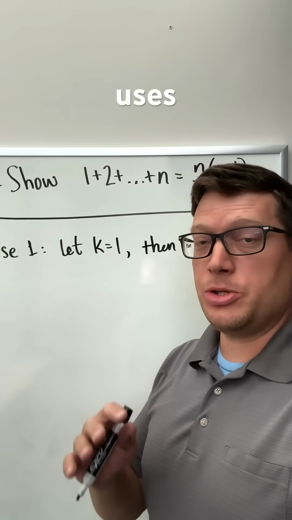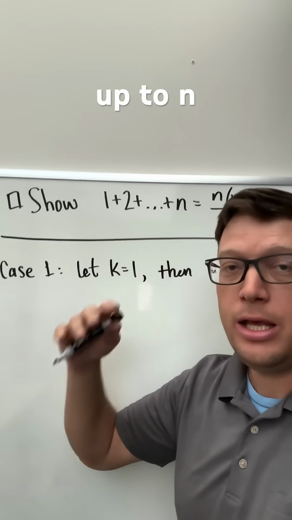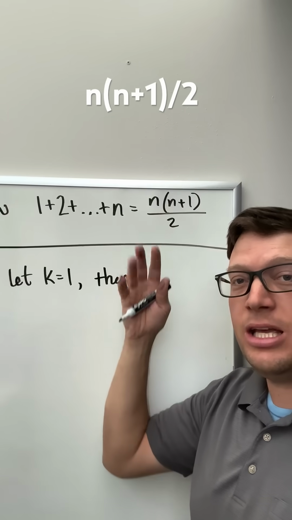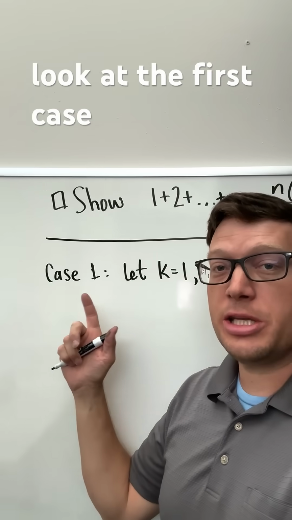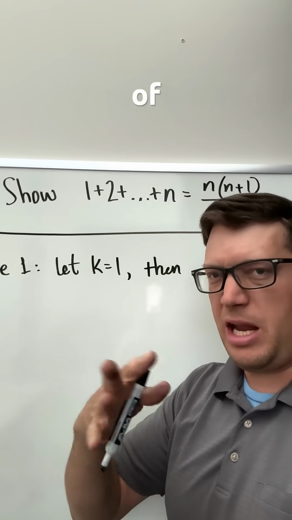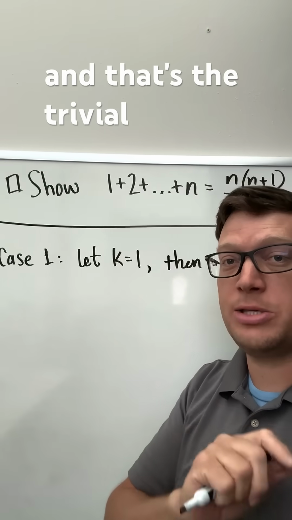So I've got an example that uses proof by induction to show that the series 1 plus 2 plus dot dot dot up to n can actually be re-expressed as just this simple expression, n times n plus 1 over 2. To start, let's look at the first case. And in the first case, I'm going to use a different letter than n because of anonymity. But I'm going to say that k equals 1. You got to start somewhere, and that's the trivial case.